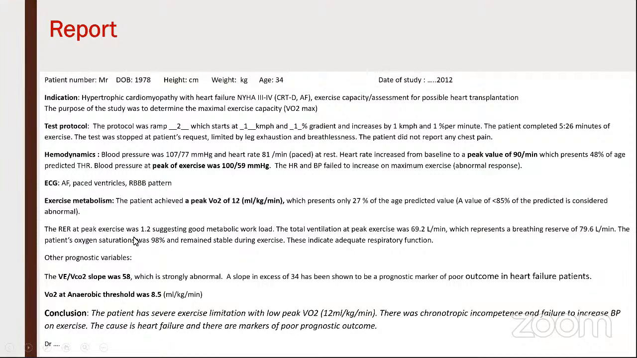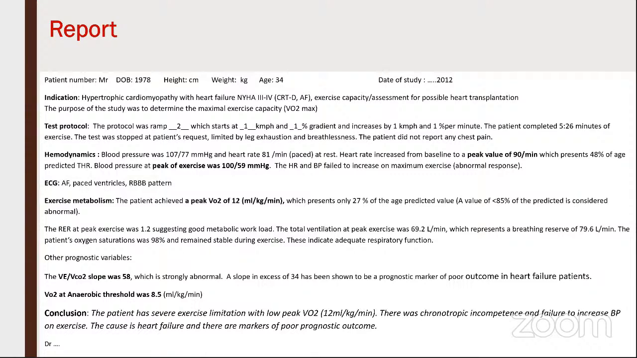However, if you look at his RER, he actually did really push himself. His RER was 1.2 and his saturations were normal, so there was no problem in his lungs. His ventilatory efficiency was grossly abnormal at 58. So the conclusion at the end was that the patient had severe exercise limitation with low peak VO2, chronotropic incompetence and failure to increase blood pressure on exercise. So the cause was heart failure with markers of poor prognostic outcome.